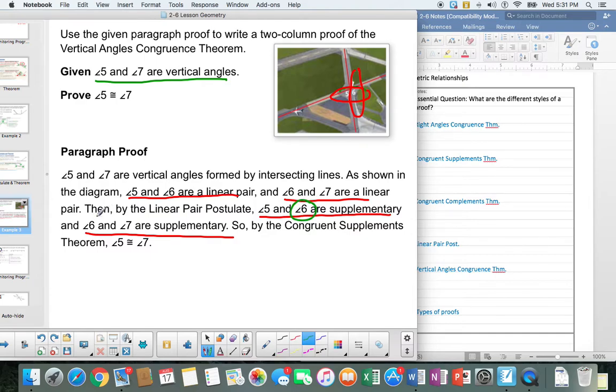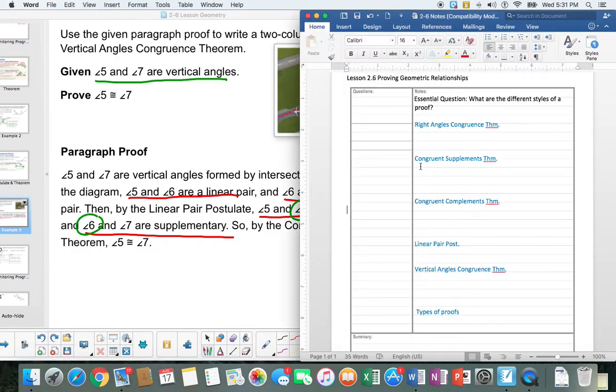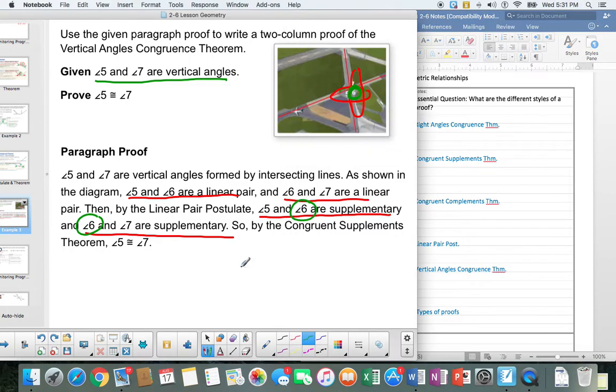Notice they're supplementary to the same angle. Look at that. Angle 6. It's the same angle right in here. So we can use this theorem right here, the congruent supplements theorem, and say that the leftover angles 5 and 7 are congruent by the congruent supplements theorem.